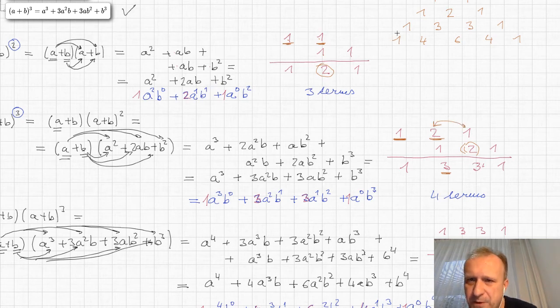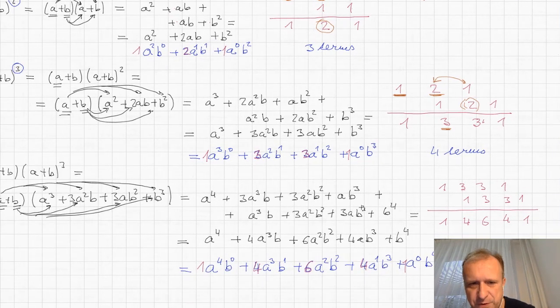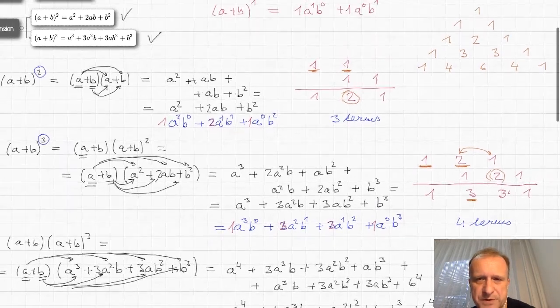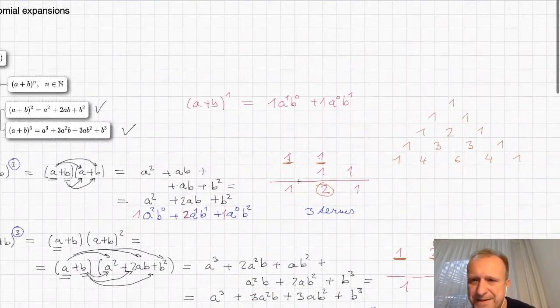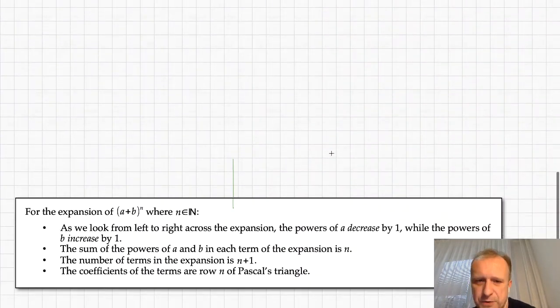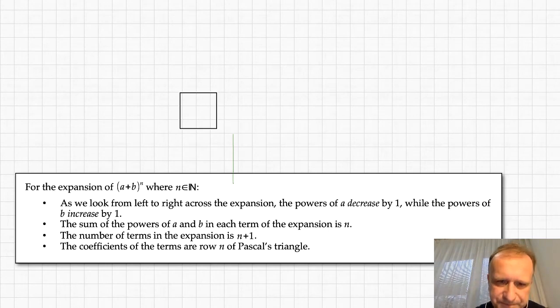The numbers 1 on the sides always appear without change. They are there in each situation. They represent those isolated terms, a squared, a cubed, and so on. Okay, so this is how it works. This is the pattern, and now we can try to generalize it and provide some final words about that.